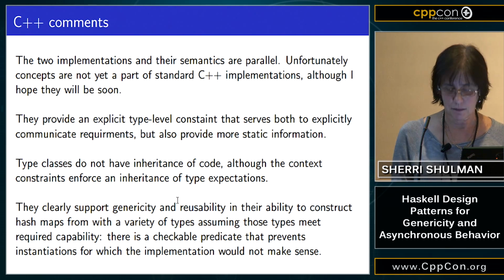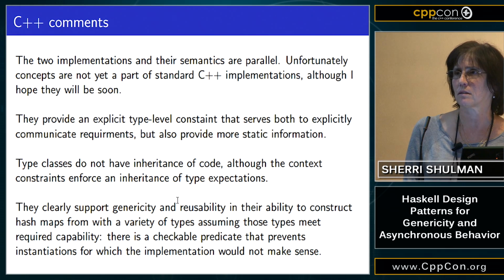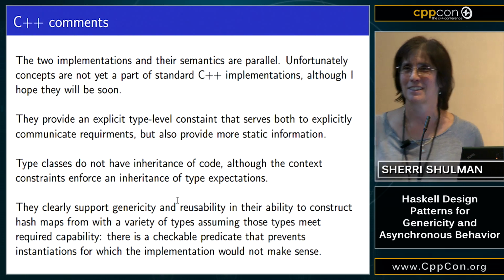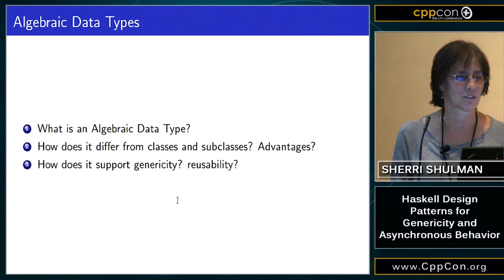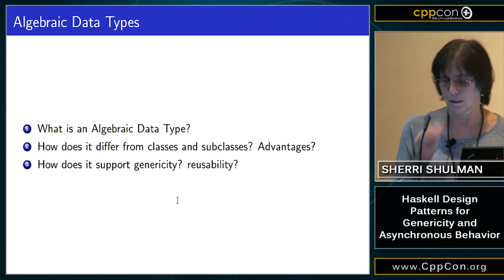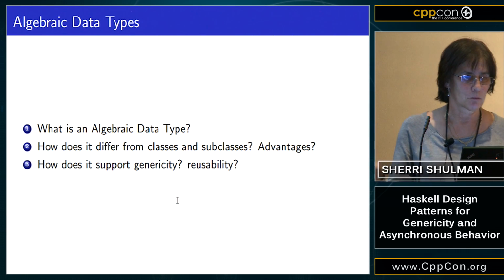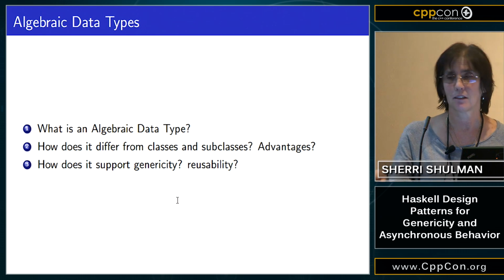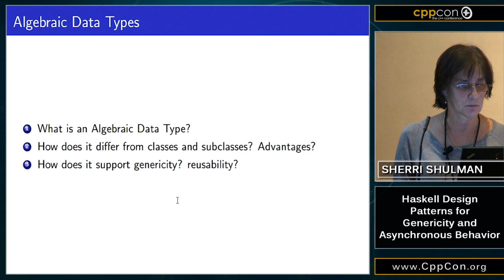So we looked at type classes. I think this is a good example. We're going to move on. I'm moving up the abstraction ladder. So the next one we're going to get to is algebraic data types. So what's an algebraic data type? How does it differ from classes and subclasses? What are the advantages? How does it support genericity and reusability?